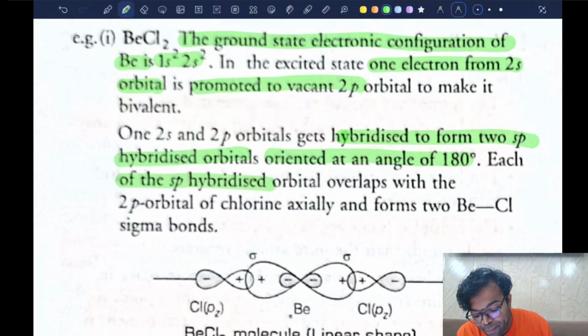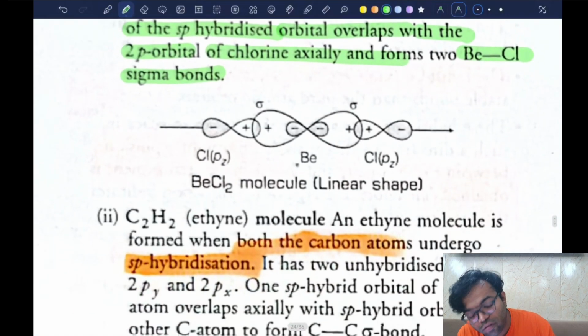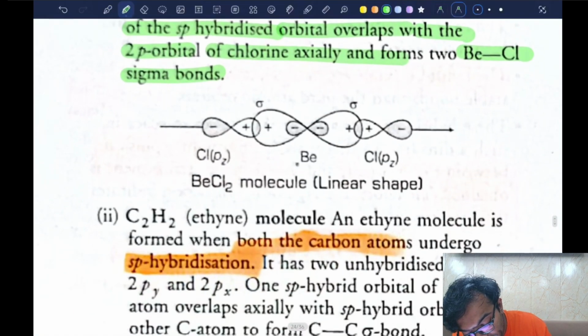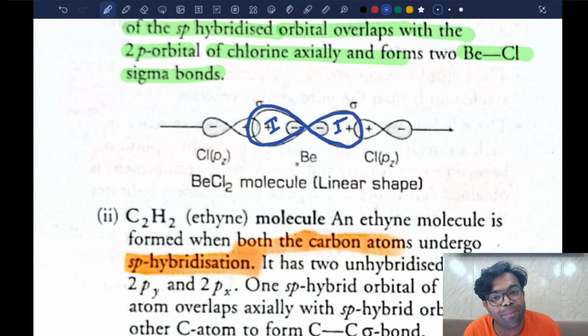Each of the sp hybrid orbitals overlaps axially with the 2p of the chlorine and forms the Be-Cl sigma bond. This is how it's happening. This is one sp hybrid orbital, and this is the other sp hybrid orbital. Both of them are participating in the formation of a bond with chlorine.